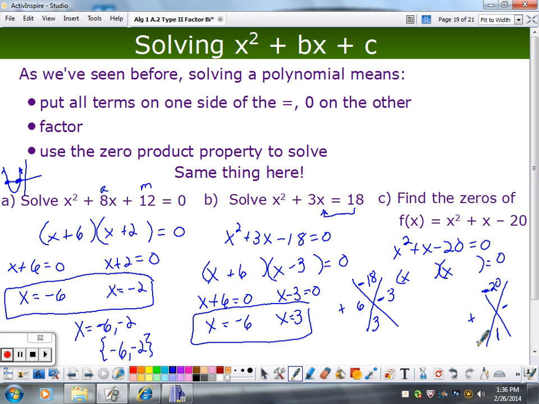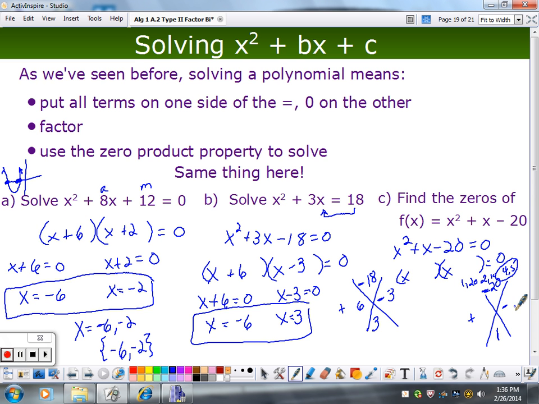I think they're kind of fun. It's like a little puzzle like this. If you're having trouble, write out the factors of 20. So you got 1 times 20. You got 2 times 10. You got 4 times 5. I think that's it. Do any of these things subtract to 1? The 5 and the 4.